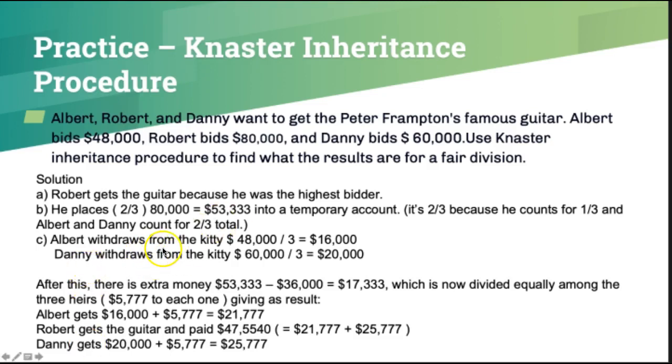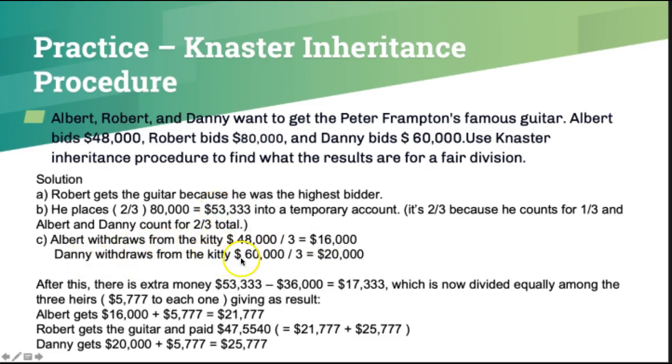Then Albert is going to withdraw from the kitty 48,000 divided by 3. The reason you use that number is because Albert bid 48,000. So if he bid 38,000, you're going to divide that by 3, and that's 16,000. So he's going to withdraw 16,000 out of the 53,000.